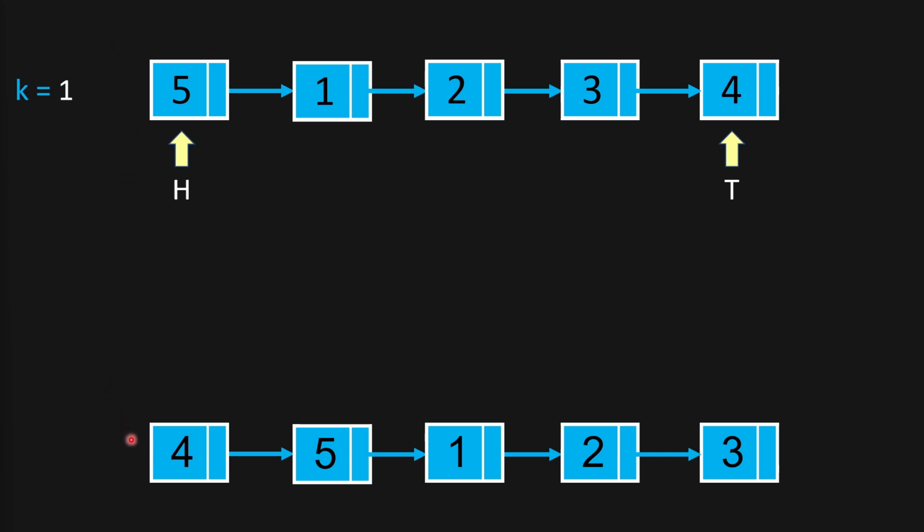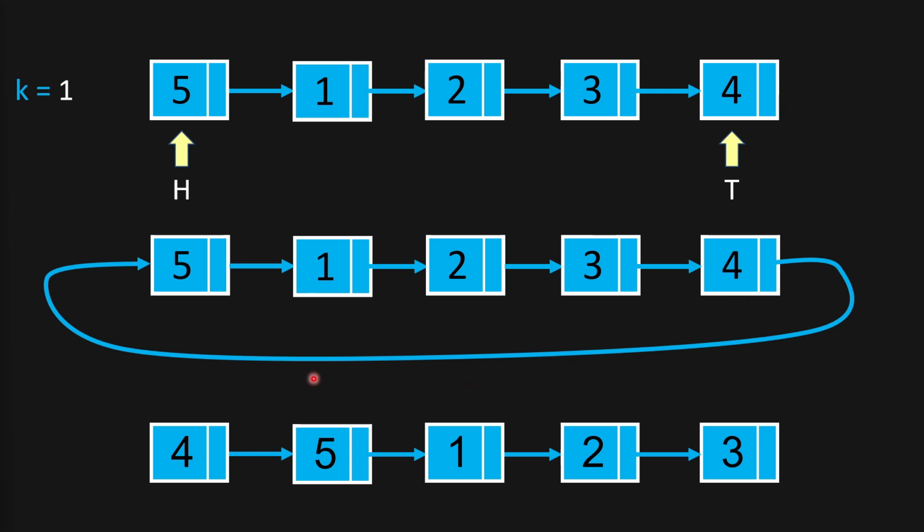But in the rotated version, 4 is going to be the head, and the tail is going to be 3. So we're going to have the same thing. We're going to say tail should point to head, and this is going to be our first step, and then we need to make sure that this node here is going to point to nothing, because here 3 is pointing to null. So we're going to say get this one, and it should point to nothing, like so. And now we have the same answer that we have down here.